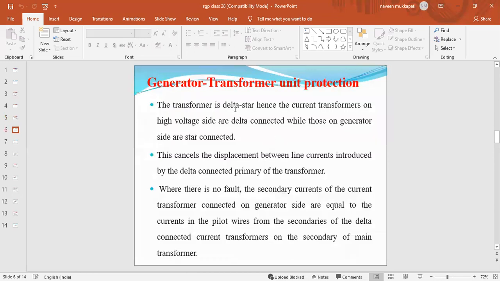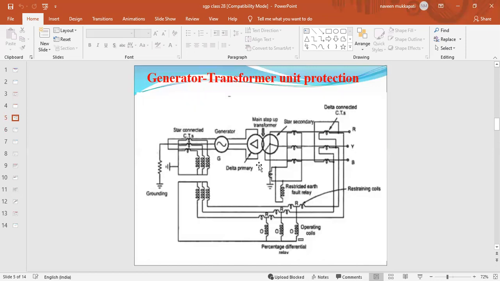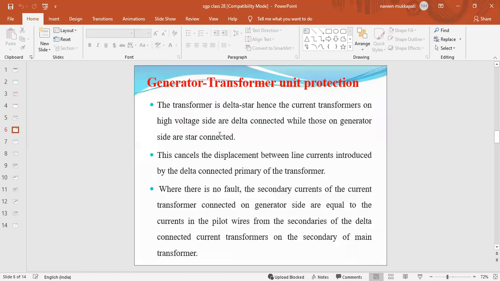In that case the transformer is delta star. Hence, the current transformers on the high voltage side are delta connected, while those on the generator side are star connected. While observing this main transformer, on the CT side we are connecting the star connected CTs. This cancels the displacement between the line currents introduced by the delta connected primary of the transformer.